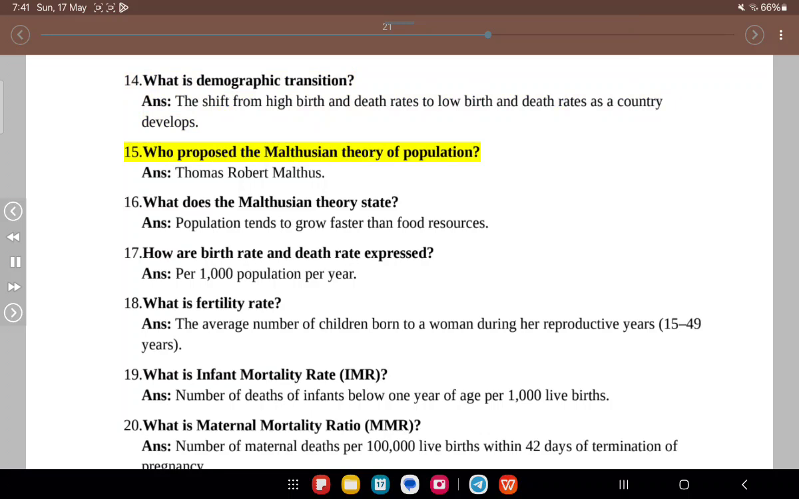15. Who proposed the Malthusian theory of population? Ans. Thomas Robert Malthus. 16. What does the Malthusian theory state? Ans. Population tends to grow faster than food resources. 17. How are birth rate and death rate expressed? Ans. Per 1000 population per year.